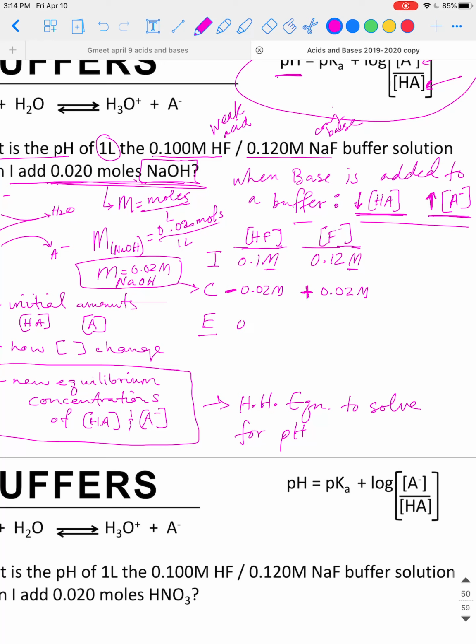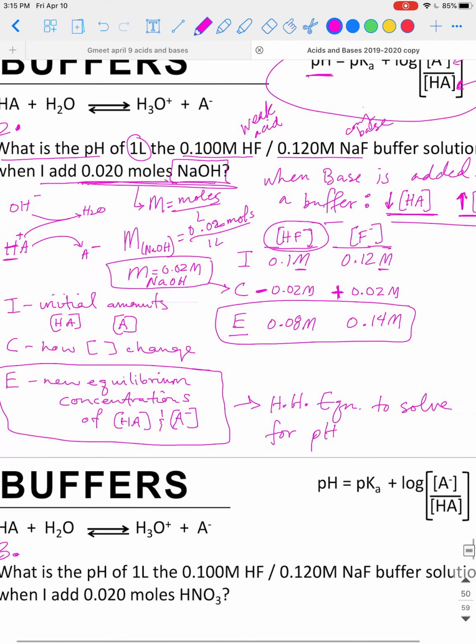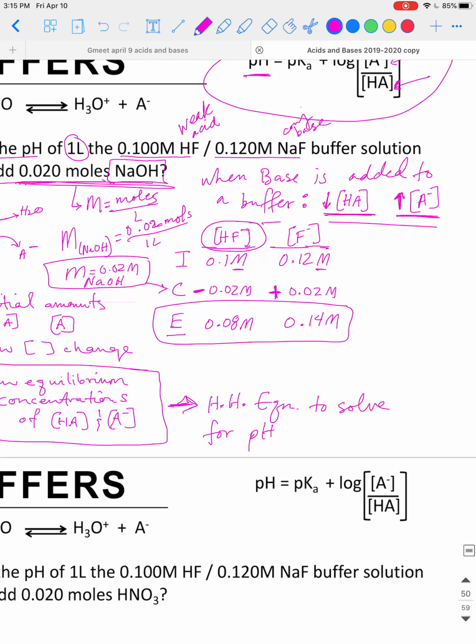So we have 0.1 minus 0.02. So what we should get is 0.08 molar. That's our new concentration of HF. And then add up the other column for the conjugate base. 0.12 plus 0.02 should give us 0.14 molar. So we have now solved for our new concentrations. And remember, down here we said after we get our new equilibrium concentrations, that is what we plug in to the Henderson-Hasselbalch equation to solve for pH. So I don't have a lot of room left over, and so I'm going to erase this down here so I can keep working.